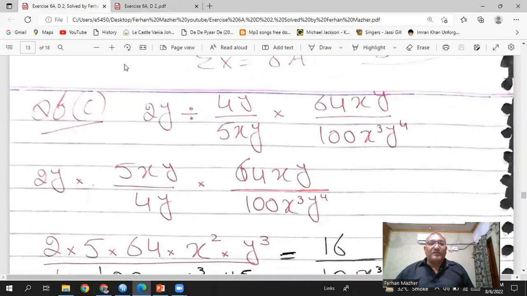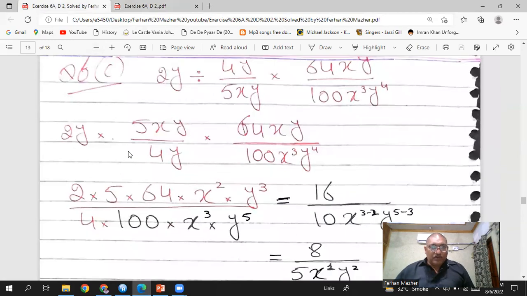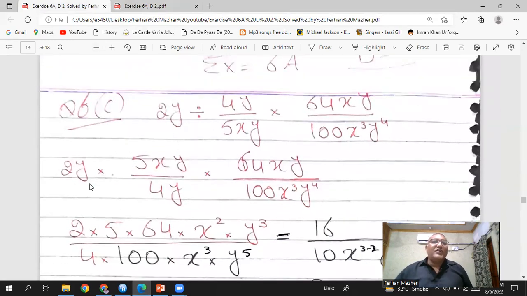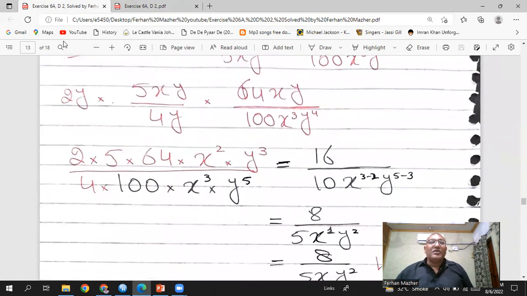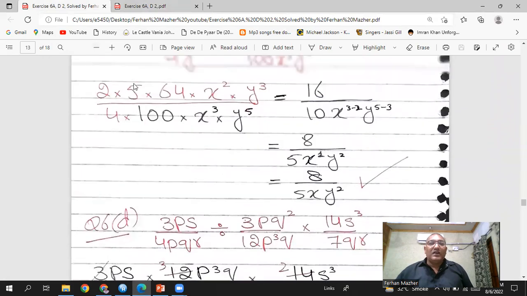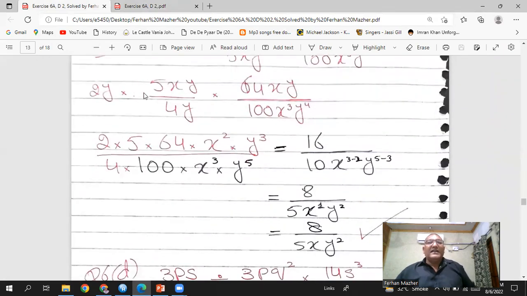Okay, so 2y, convert this divide sign into multiplication, and you will have 4xy divided by 4y multiply 64xy divided by 100x cube y cube. Okay, so what we will do, the numbers in the numerator, they will multiply with each other. The numbers in the denominator, they will multiply with each other.